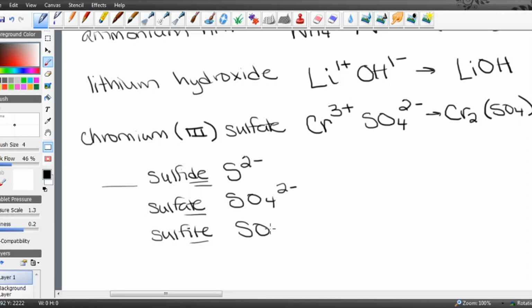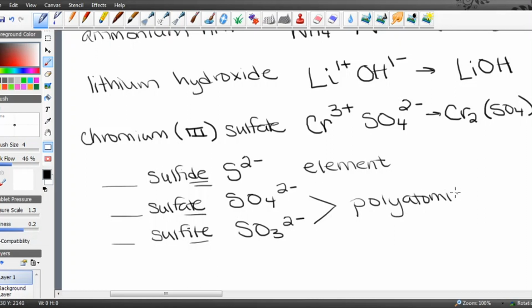Sulfite, SO3 2-. Okay, so if it ends in "ide," it's referring, and again, these are anion names. So you're going to have cation, anion, cation, anion, cation, anion. And this first one is referring to an element because it's ending in "ide." And these two, because they're ending in "ate" and "ite," are the polyatomic ions with sulfur in them.